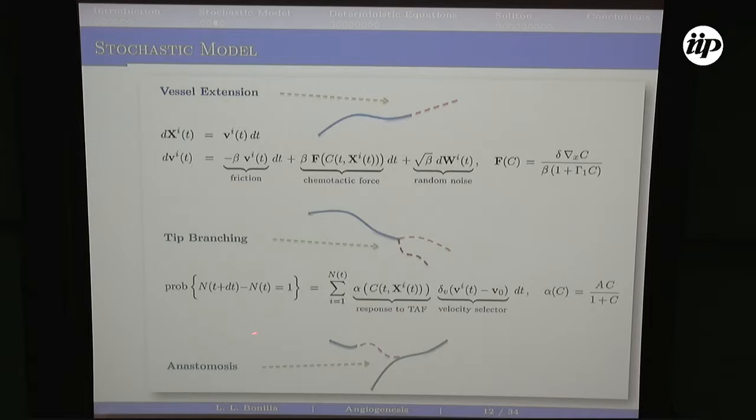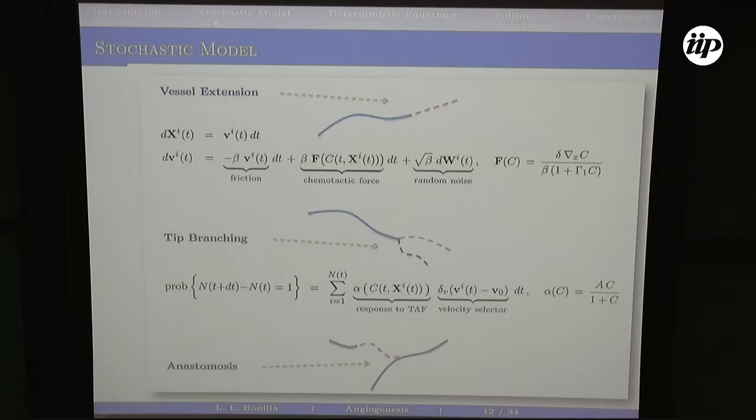And then the anastomosis, what I just said. Whenever a tip reaches another vessel, then it makes a bridge, makes a loop for circulating the blood that stops there. Okay, so this is a stochastic process.